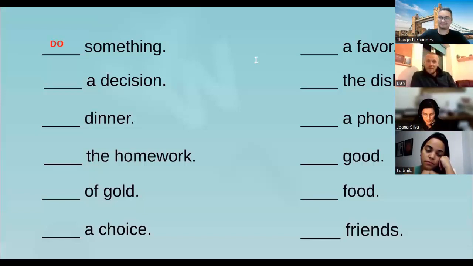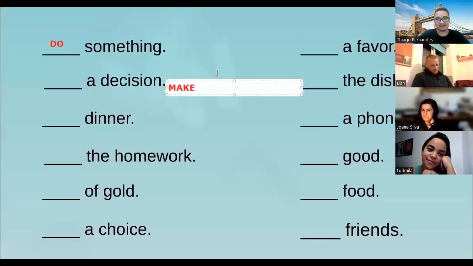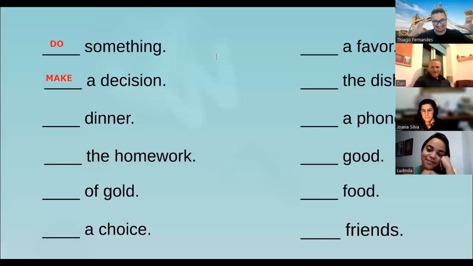Next one. Make. Interesting. Make a decision, because you fabricate it, right? You're creating it, like make a decision. For example, Dan hasn't made a decision yet about when he's going to come to Brazil. Not yet. But I have made a decision: I'm going to go to England this year. Nice. I don't know when.